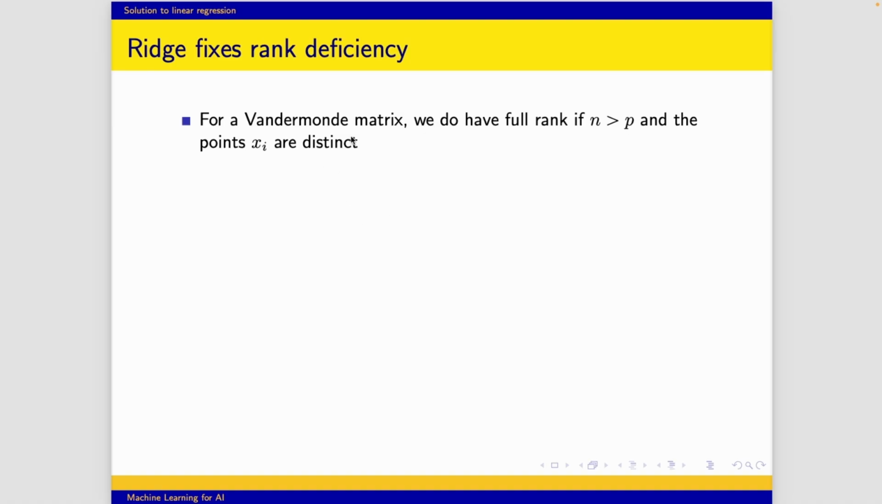So if we assume a Vandermonde matrix, that's one based on a monomial basis, we do have full rank provided the number of data points is greater than the degree of the polynomial that we assume, and that the points, the xi, are distinct. In that case, we will guarantee that the Vandermonde matrix has full column rank. Now, if this is singular, which can happen, linear regression will have infinitely many solutions. The solution will be highly unstable.